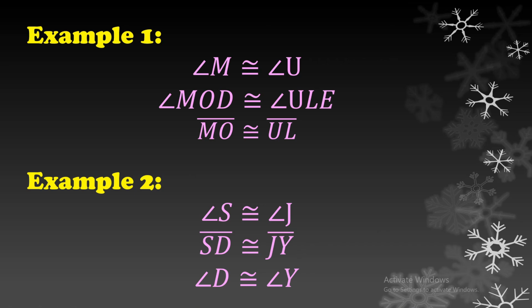Very good. Because we have here two pairs of congruent angles and a pair of congruent sides. And those two pairs of congruent angles are the included sides of the given angles. So for angle S and angle D, that's segment SD. Angle J and angle Y, we have side JY.